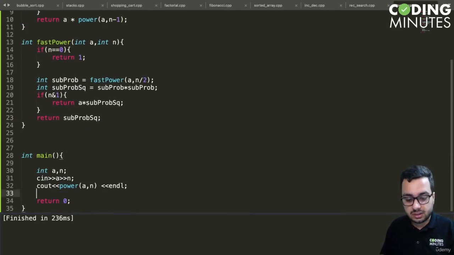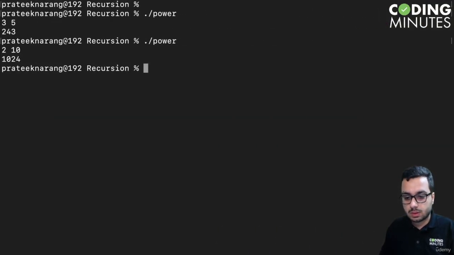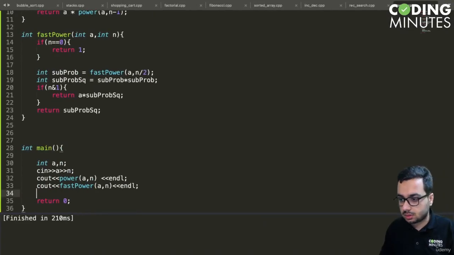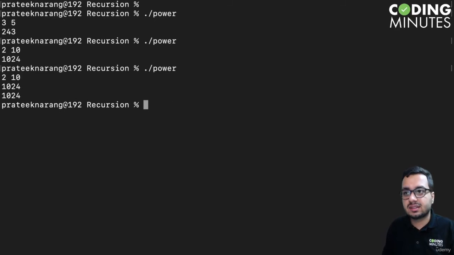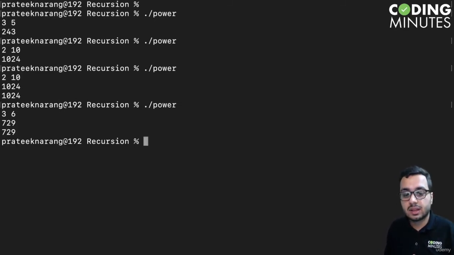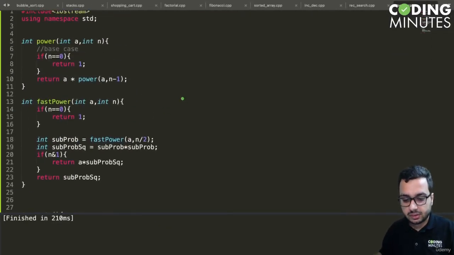So if I now run this code, cout fast power a comma n, and we are going to run this one. So dot slash power, if I give 2 and 10, I get the same answer. If I give 3 and 6, I get the same answer. Okay, so both of them are returning the same answer, but the thing is, here we are taking a less number of steps. For example, I'm computing 2 raised to the power 10.